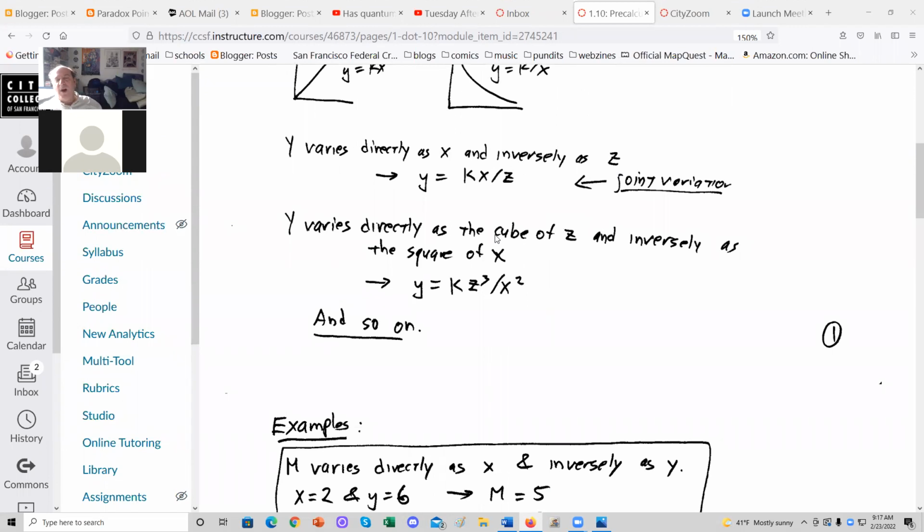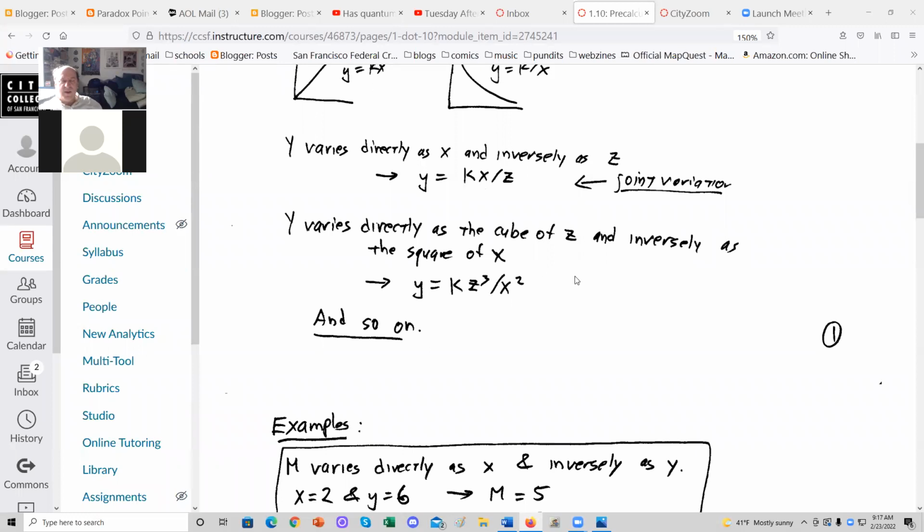Or you have something maybe more complicated. Y varies directly as the cube of z and inversely as the square of x. So y equals a constant k times z cubed, because cube of z, divided by x squared, square of x.